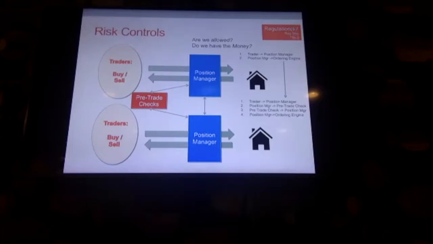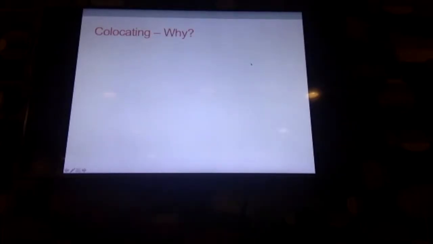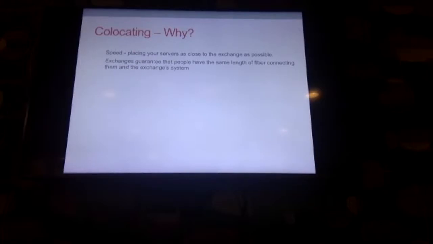So back to the fact that there are 2 different exchanges. The reason I've been talking about 2 different exchanges is because we want to bring up the concept of co-locating. Why does anybody co-locate? The answer is speed, right? If you don't really care about speed, you don't worry about co-locating. And if you do care about speed, you want your servers as close to the exchange as possible.